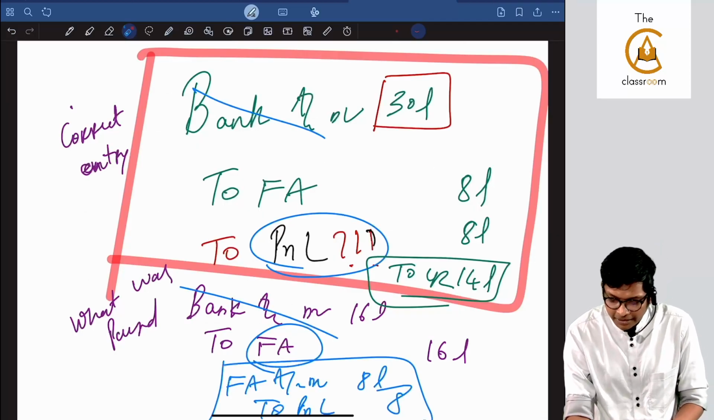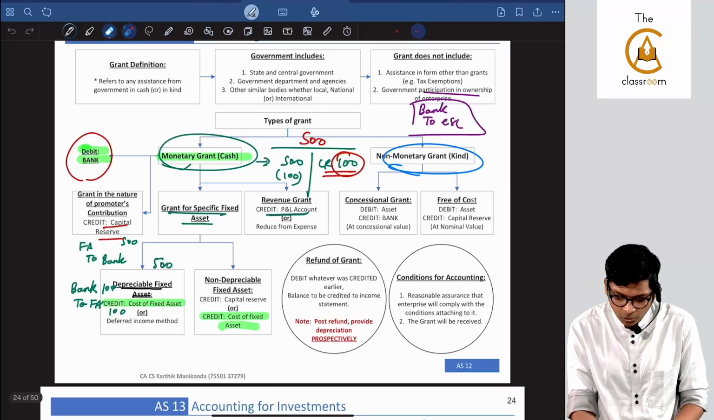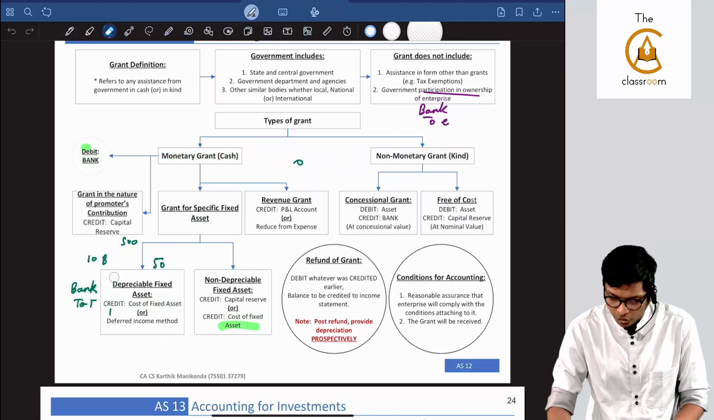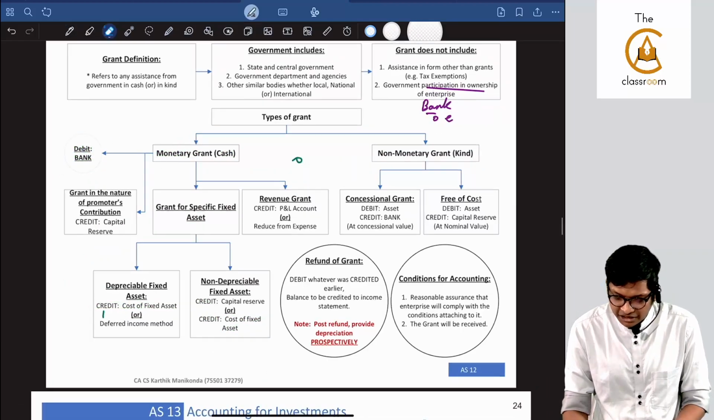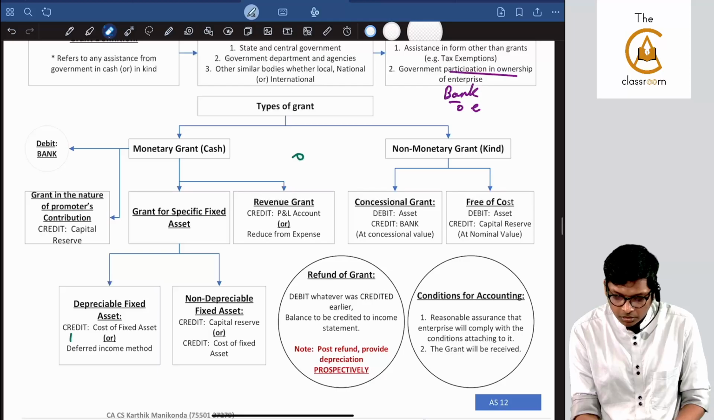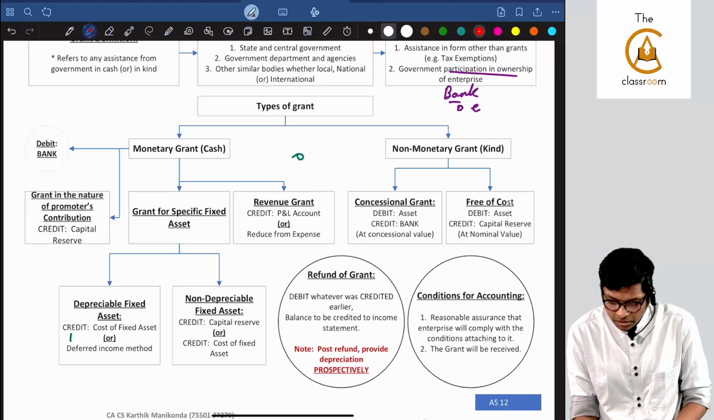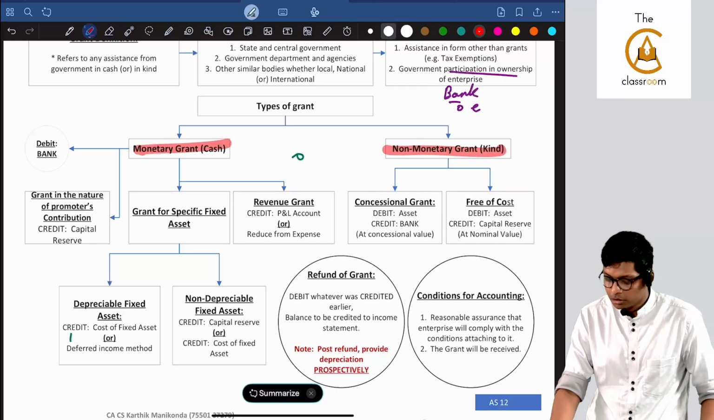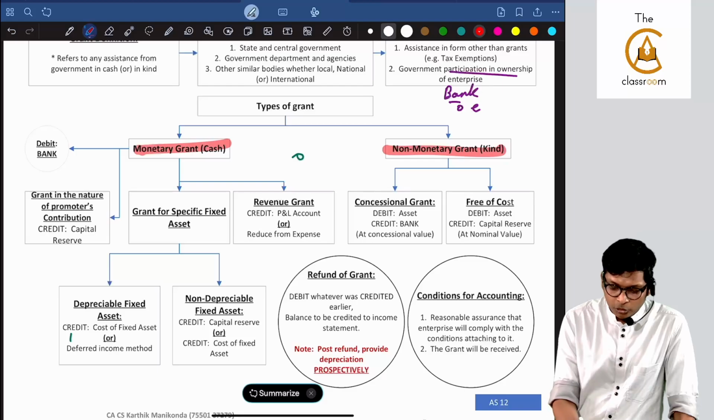Same, look at the table. We have only 5 types of grant. See, you have only 5 types of grant, guys. Follow. If you receive cash now, it becomes what grant? Monetary grant. If you receive in kind now, it becomes non-monetary. Now Sura Limited received what?